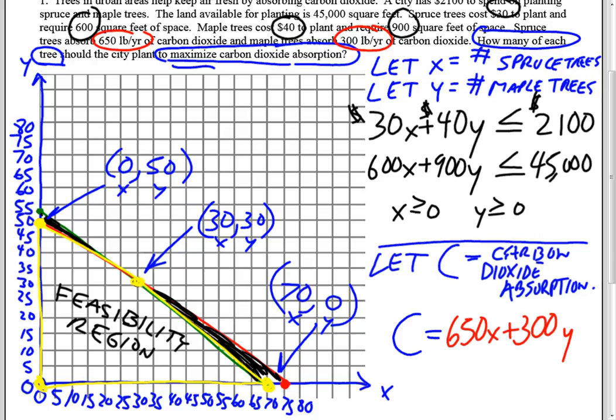While you're doing that, I'm going to start writing my final sentence. The city should plant a certain amount of spruce trees and a certain amount of maple trees. What should I be putting in those 2 spots?